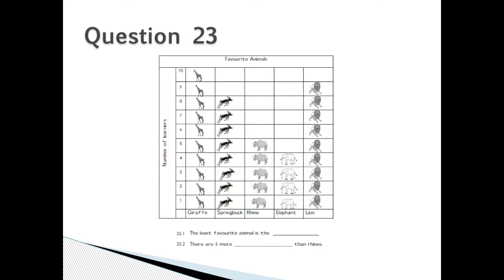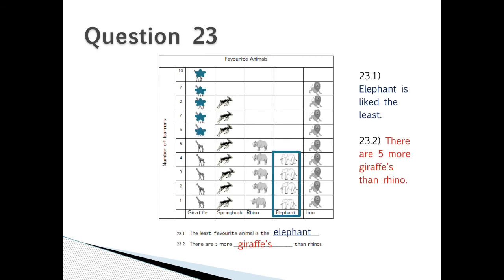Look at the graph of favorite animals. The number of learners that like the giraffe, springbok, rhino, elephant, and lion are: 10 learners like the giraffe, 8 learners like the springbok, 5 learners like the rhino, 4 learners like the elephant, and 9 like the lion. The least favorite animal is what, and there are 5 more what than rhinos. Question 23. 23.1. The elephant is liked the least. And 23.2. There are 5 more giraffes than rhino.